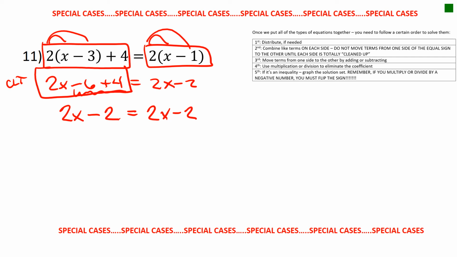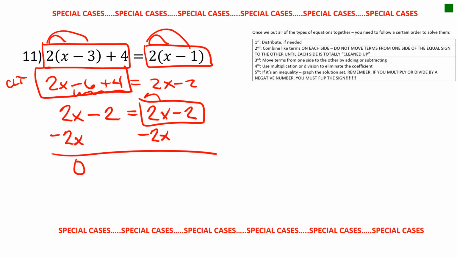Okay, from the left-hand side, right-hand side, I'm going to move the 2x to the left by subtracting 2x. So 2x minus 2x is 0, minus 2 equals -2, -2 is equal to -2. Huh. All right, this is a special case.